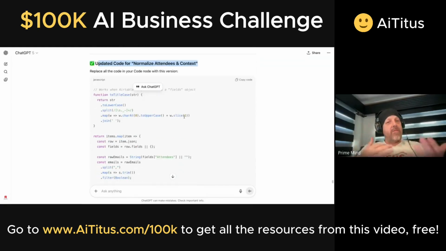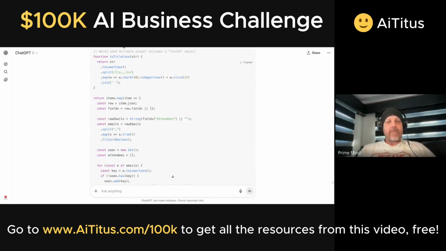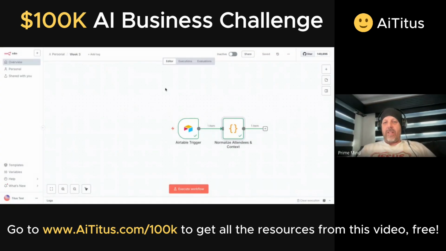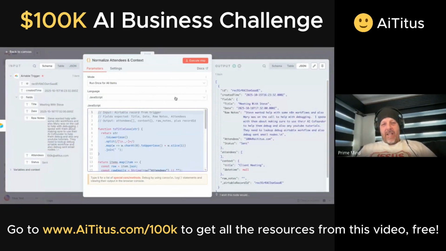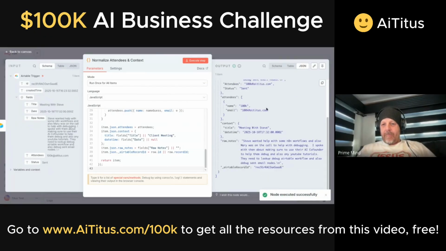So you kind of go back and forth a lot of times with AI to get what you want out of it. Let's copy this code. Let's go back to this tab. Sorry, it's alternating between tabs. Got to multitask with my brain. And let's execute this step. And this looks pretty close. There we go. So now we can see that we have attendees, and we've got the name and the email.